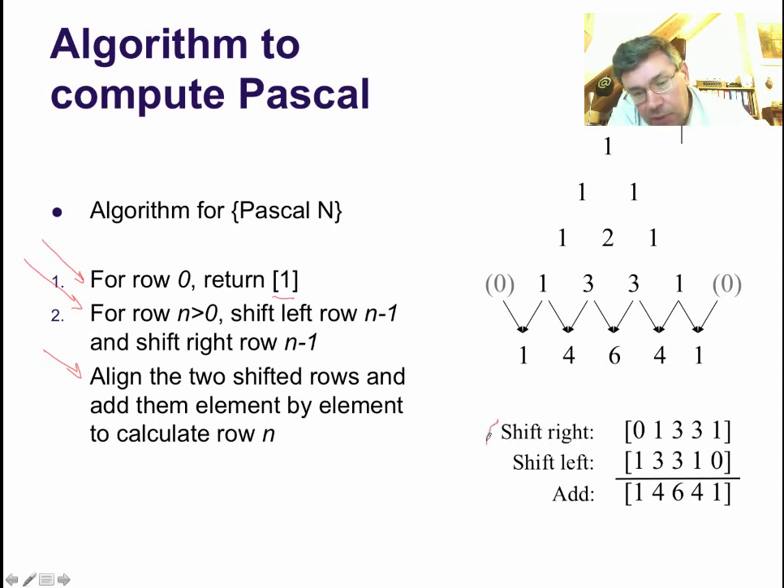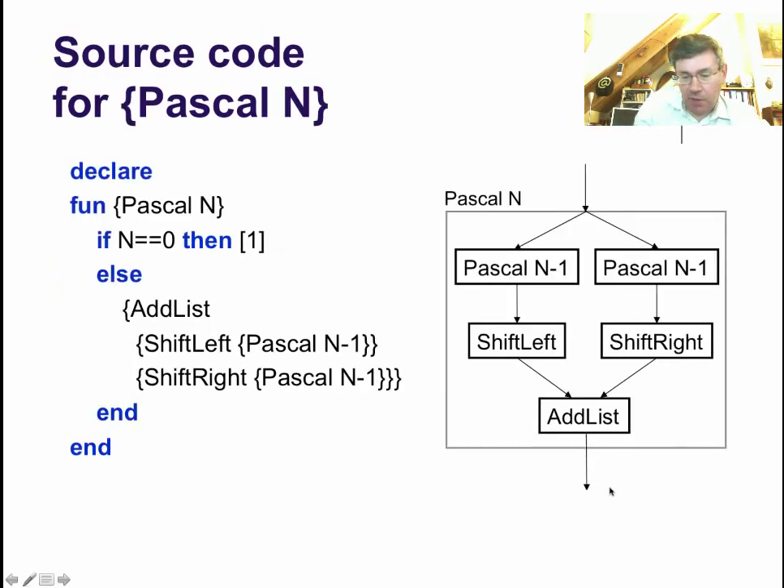So here, for example, I take row 3. I shift it left, putting a 0 at the right. I shift it right, putting a 0 at the left. And then add pairwise, getting 1, 4, 6, 4, 1, which is the fourth row. So here's the source code for this program.